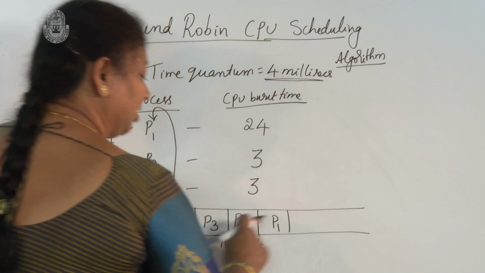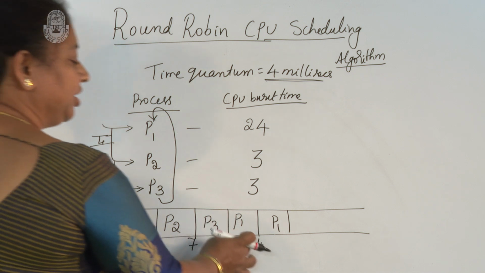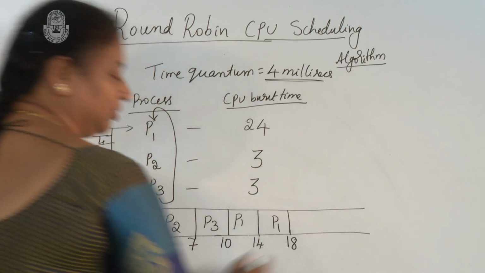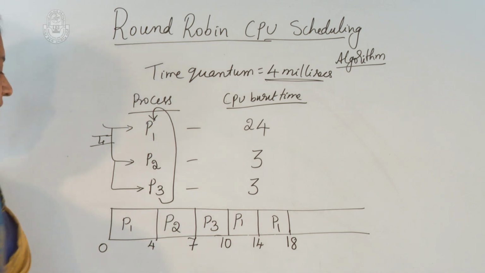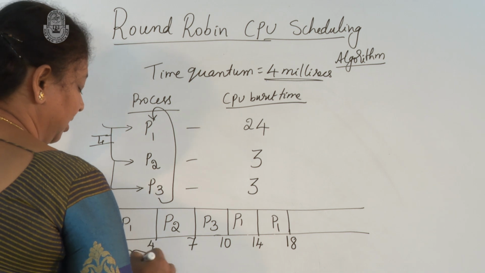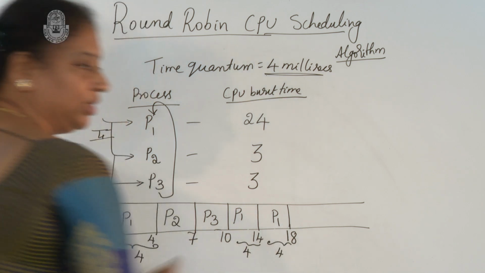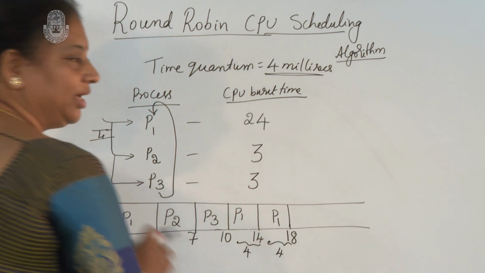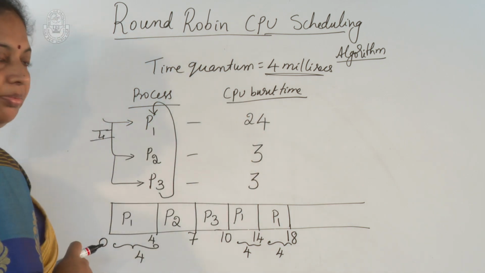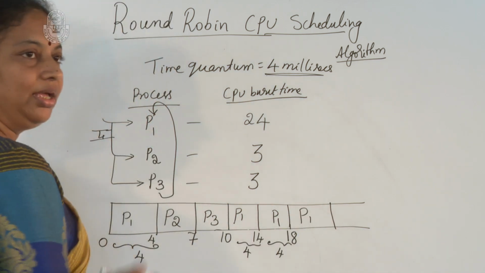Again, the execution of P1 is not over. So it will continue the execution in the next time quantum also. So totally for how long is P1 executed? Here 4 time units, here 4 time units, here 4 time units. So totally 12. But it needs 24 time units. So till then it will be serving only P1.